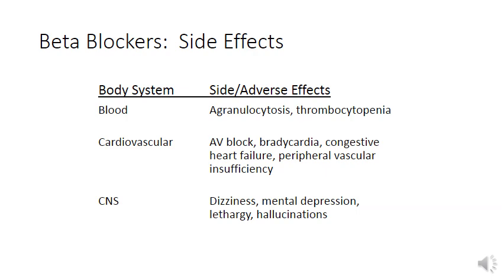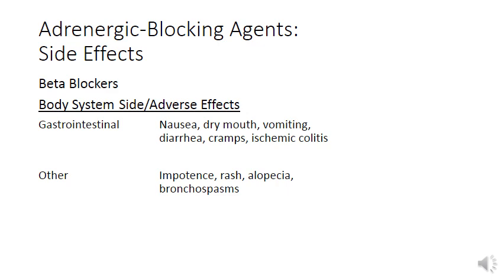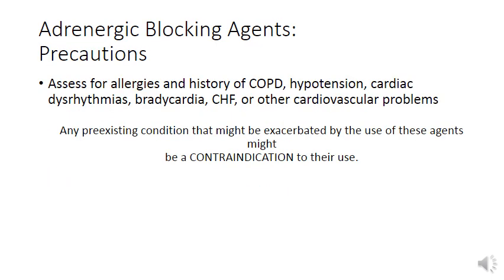The main adverse drug reactions: agranulocytosis, thrombocytopenia, they block AV nodal conduction, also congestive heart failure. On the CNS they can cause dizziness, mental confusion, and sometimes, due to hypoglycemia, muscle weakness, impotency, rash, alopecia, bronchospasm. All of these, and muscle cramp, may be due to the hypoglycemic effect of beta blockers. These are the main adverse drug reactions.